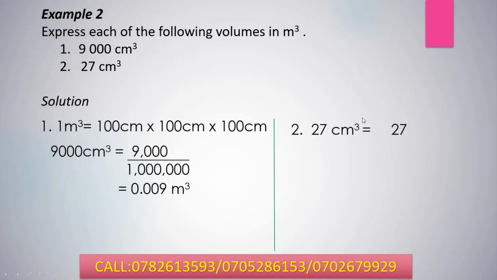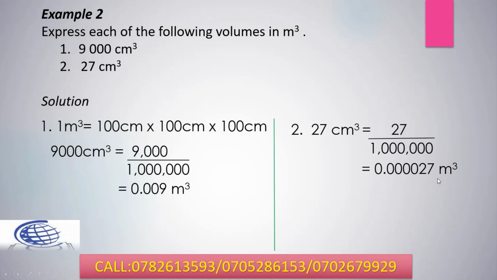Okay, how about 27? Of course, this now simply shows that you divide the value by 1 million, and we shall get 0.000027 meters cubed.